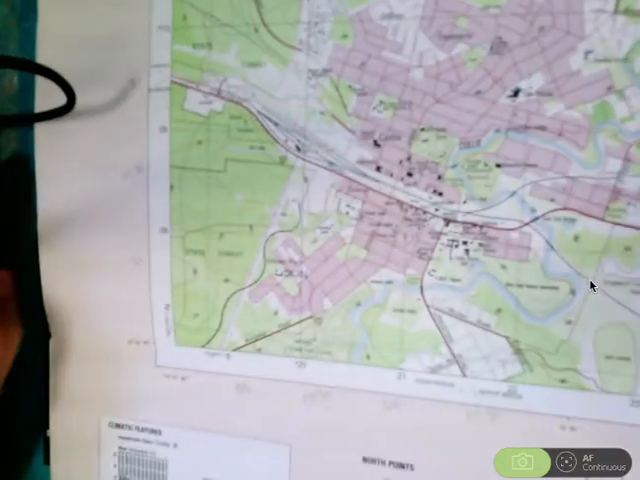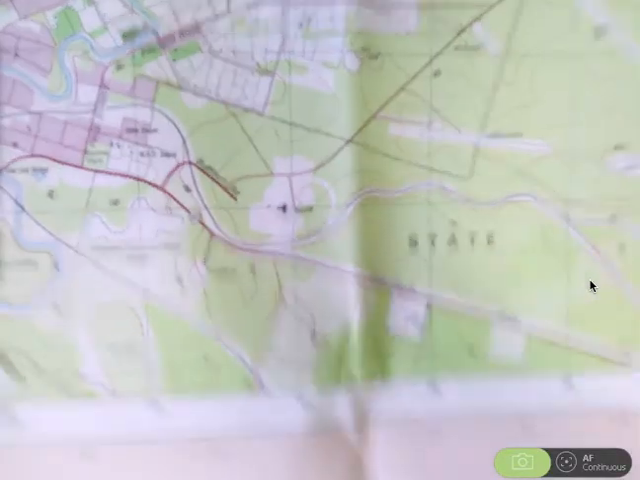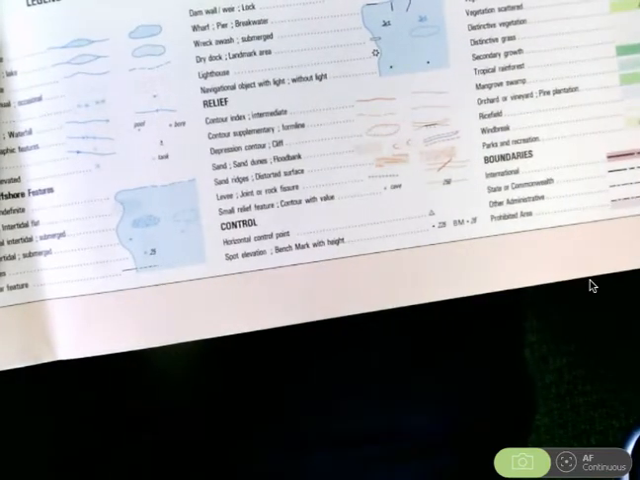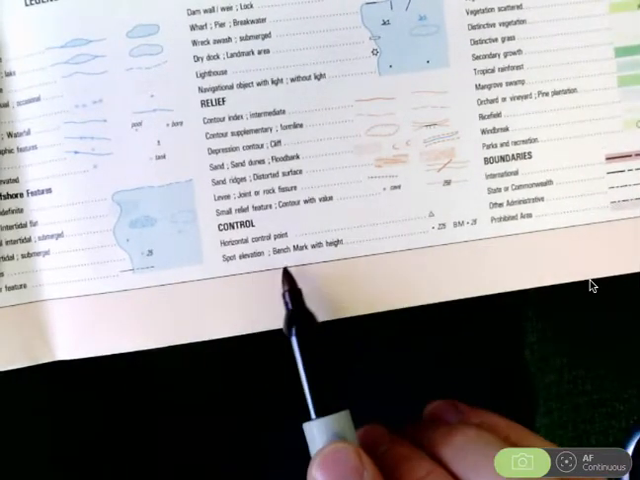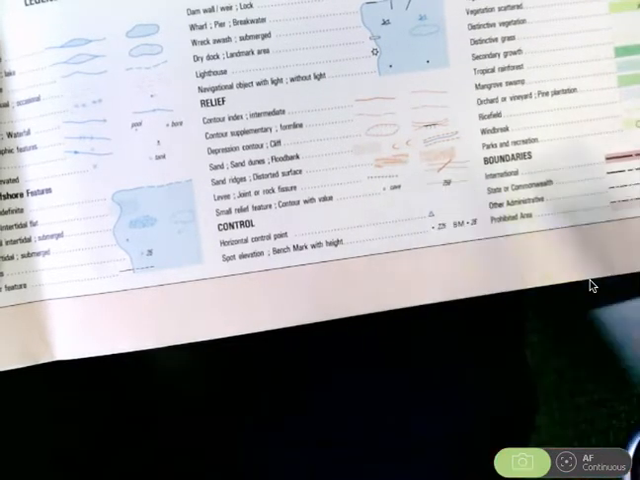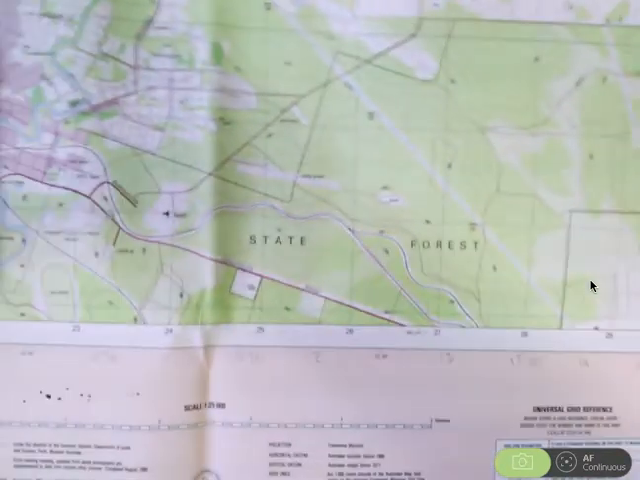The other very important symbol that you must understand is the spot elevation, the height elevation. Okay, so here we see the spot elevation, the benchmark height, and here we see contour with value. Now, all those things tell us how to determine what the elevation of the land is, or how high the land is at that point.